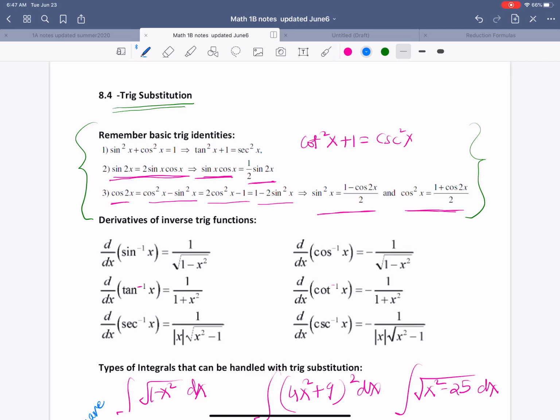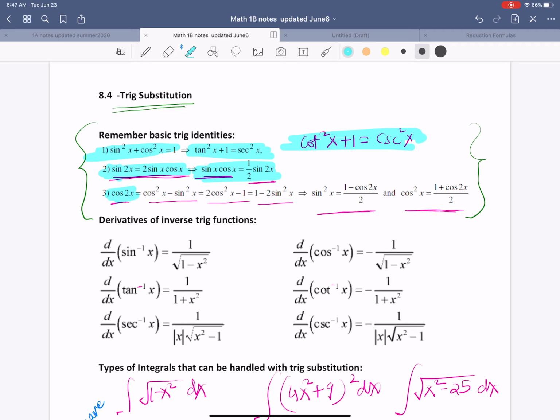So 8.4, trig substitution. Remember the basic identities. Sine squared x plus cos squared x is 1. Tangent squared x plus 1 is secant squared x. Cotangent squared x plus 1 is cosecant squared x. Sine 2x is 2 sine x cos x, and we can also divide both sides by 2 to isolate the sine x cos x.